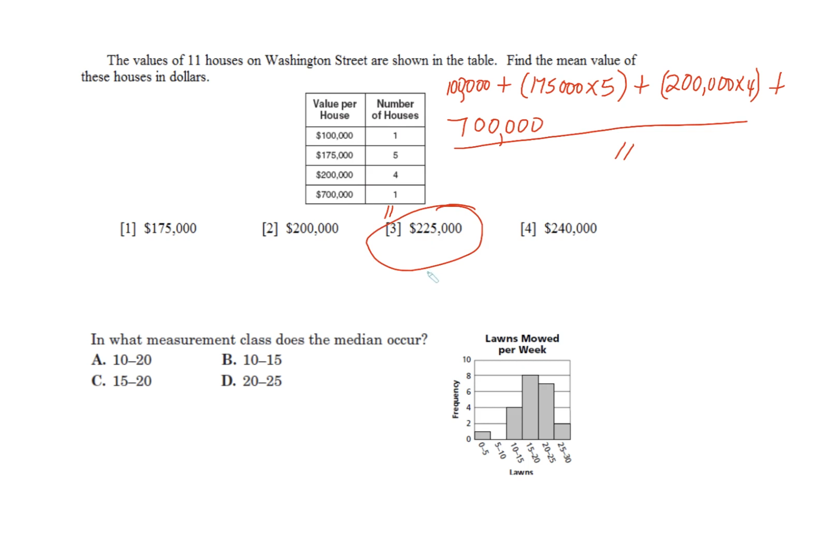So very important, when you have to find the mean, you have to look at your frequency. This is 100,000 times 1. This is 175,000 times 5. This is 200,000 times 4. And this is 700,000 times 1. And then when we get all our values, we're going to add them up and divide by the total, which is your frequency. So you're going to sum your frequency, and for us it was 11.